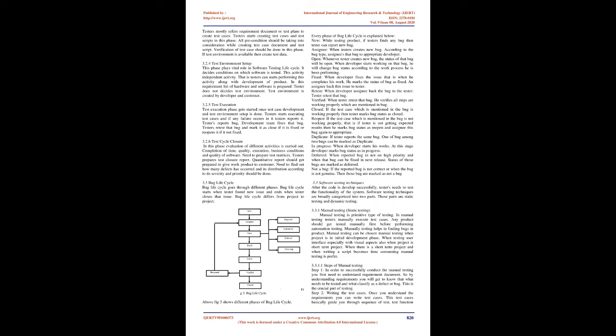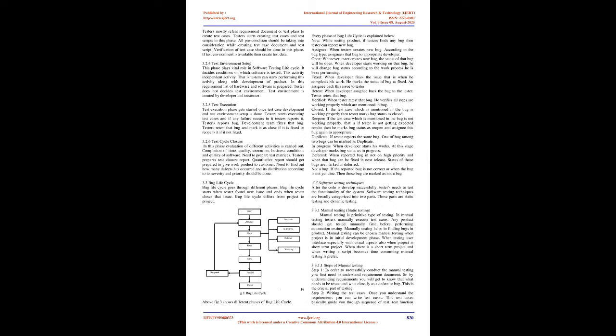Retest. When the developer assigns the bug back to the tester, the tester retests that bug. Verified. When the tester retests that bug, he verifies that all steps mentioned in the bug are working properly. Closed. If the test case mentioned in the bug is working properly, then the tester marks the bug status as closed. Reopen. If the test case mentioned in the bug is not working properly, that is, if the tester is not getting expected results, then he marks the bug status as reopen and assigns this bug again to the appropriate developer.